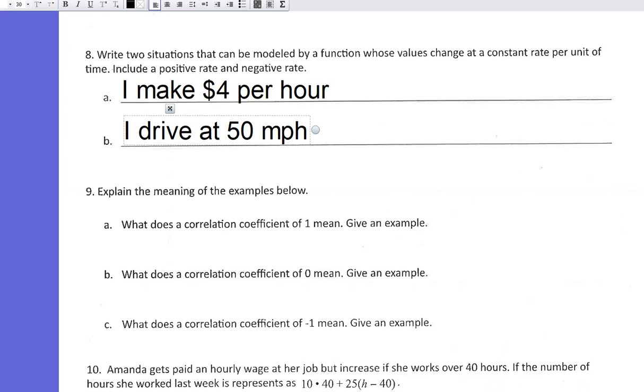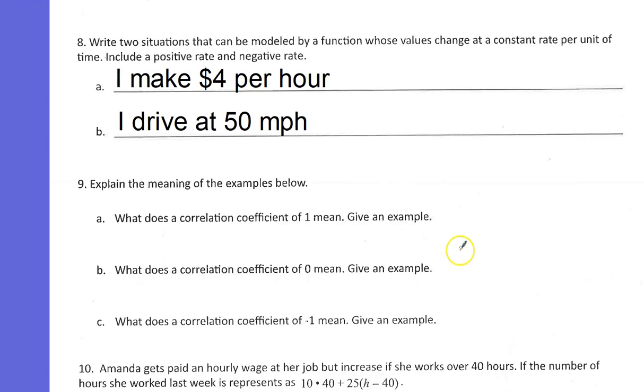What is the correlation coefficient of 1? These are dots that go like this. You draw those dots. Correlation coefficient of 0 is all over the place. Correlation coefficient of -1 looks like this.